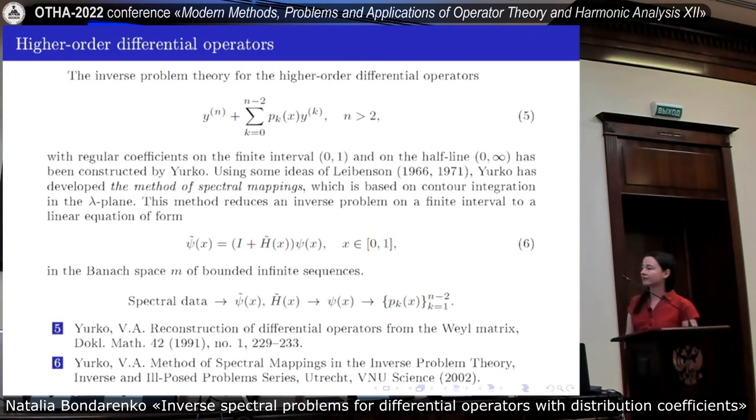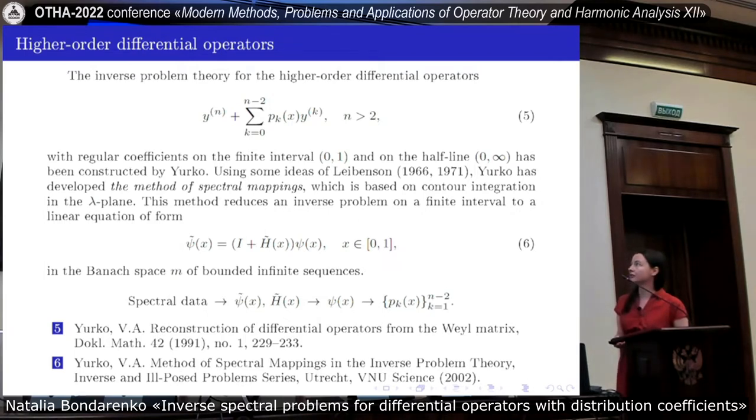But the method of Gelfand and Levitan appeared to be ineffective for higher order differential operators of form 5. If n is greater than 2, then the situation is completely different. And the transformation operator method doesn't work. It works only in some specific cases. But in general, a new method was required to construct the inverse problem theory for such operators, and such a method was developed by Yurko.